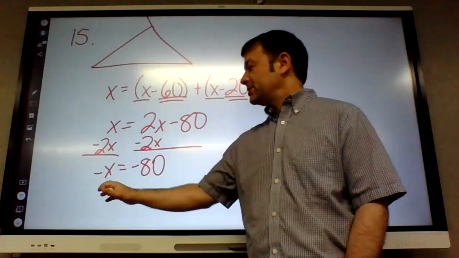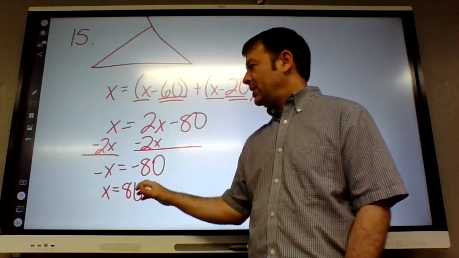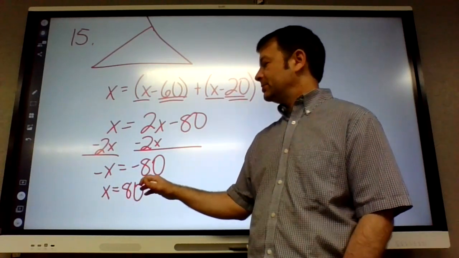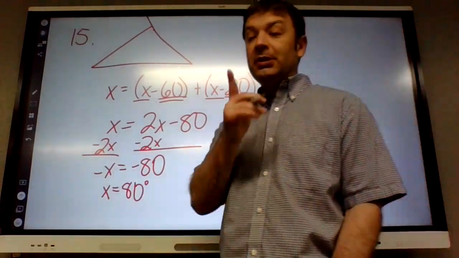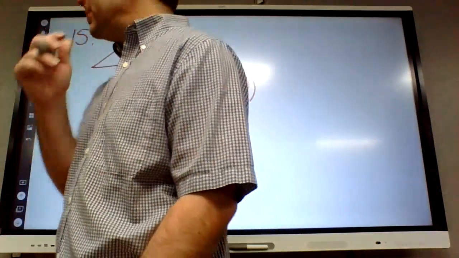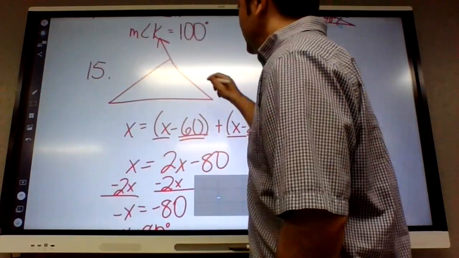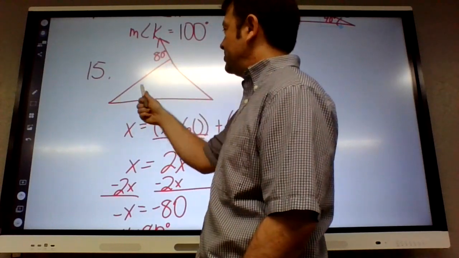So negative x is negative 80, so x is... Would negative 80 make sense on these problems? No. If you get a negative, something's wrong. We're talking about the angles in a triangle. So x is 80. That was basically this angle up here, 80 degrees. So how do I find these two angles down here?